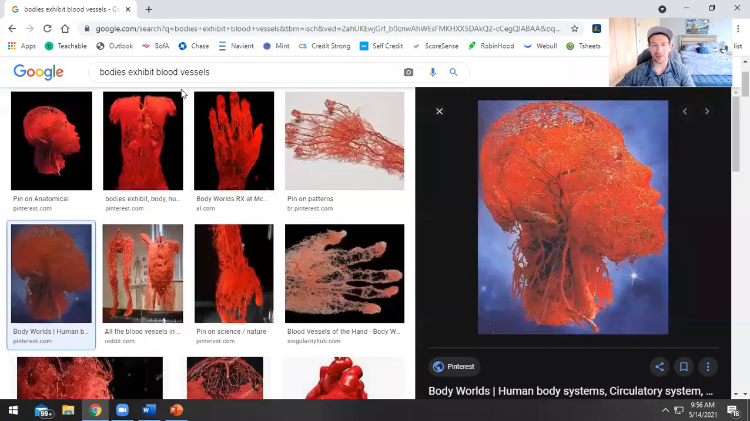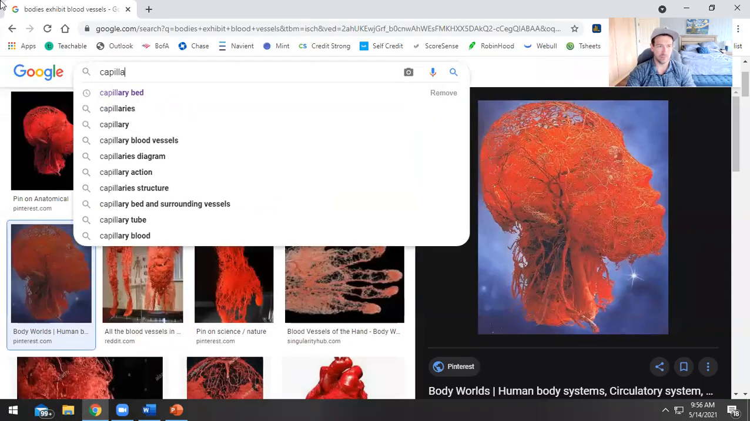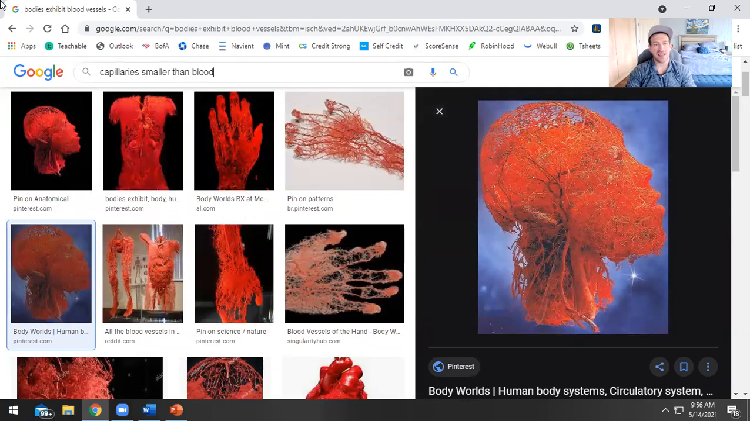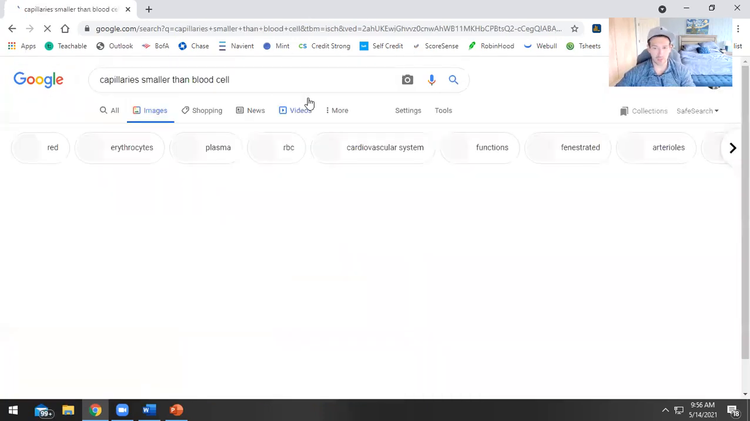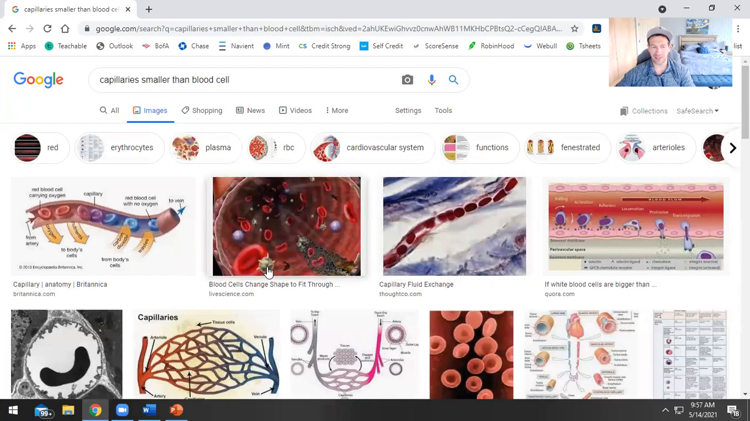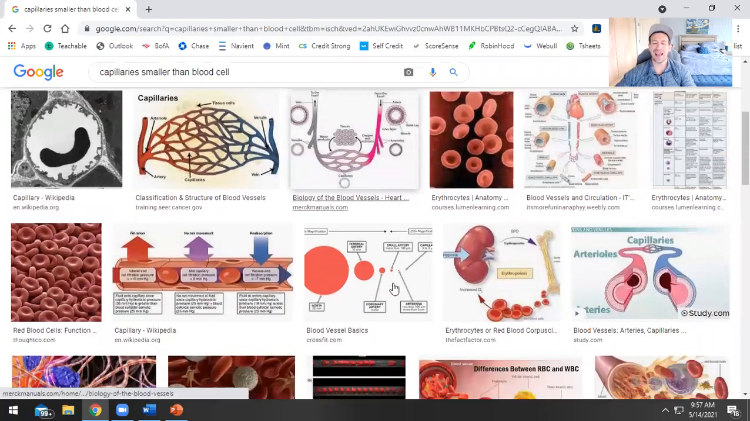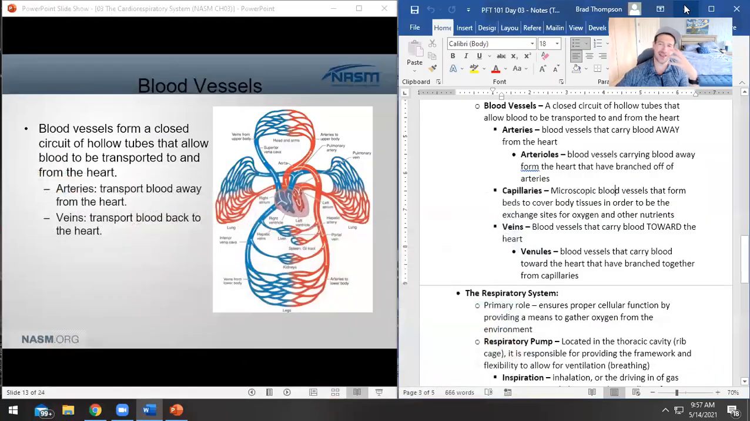What's weird about capillaries is that they are sometimes even smaller than your red blood cell. And that seems kind of weird when I say it. You're like, what? How can the tube that the thing is traveling through be smaller than the thing that's traveling through it, right? That doesn't seem to make any sense. But capillaries can actually get so small that your blood cells actually have to kind of squeeze.